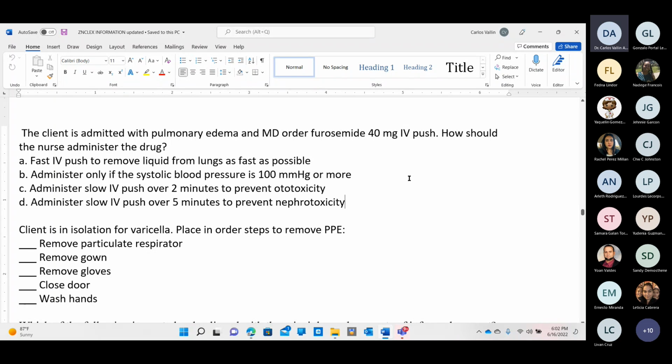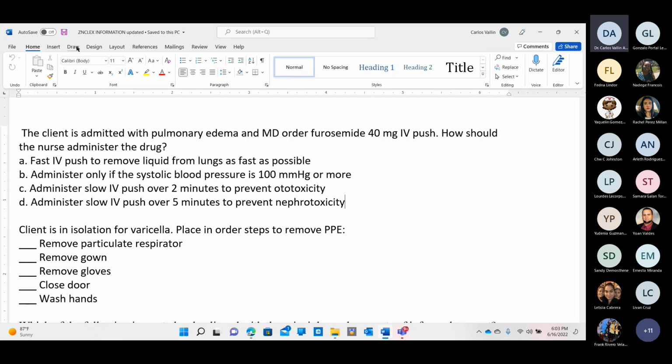Okay, I have those questions that were left the last time. Let's continue practicing questions on different topics, unless you have something that you want to discuss. I have this question. The client is admitted with pulmonary edema and the MD orders furosemide 40 milligrams IV push. How should the nurse administer the drug?